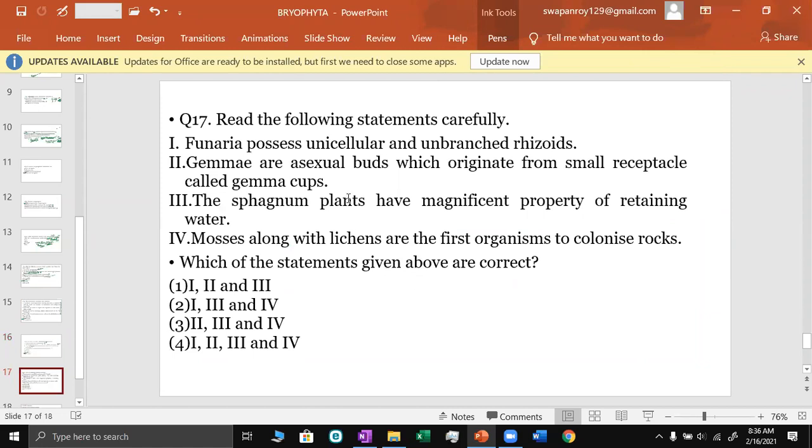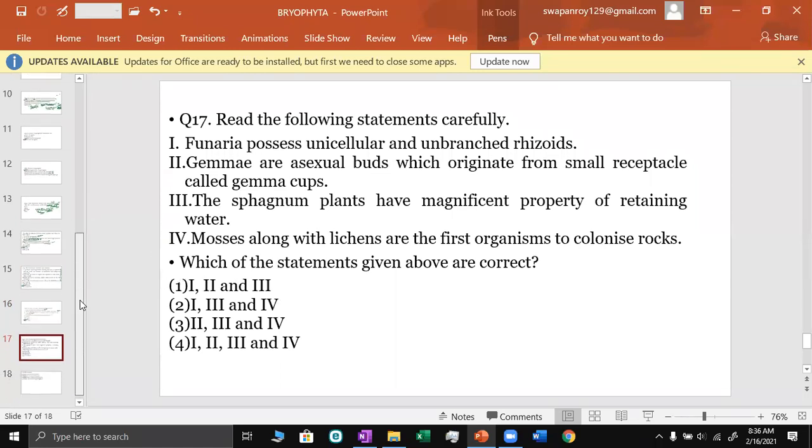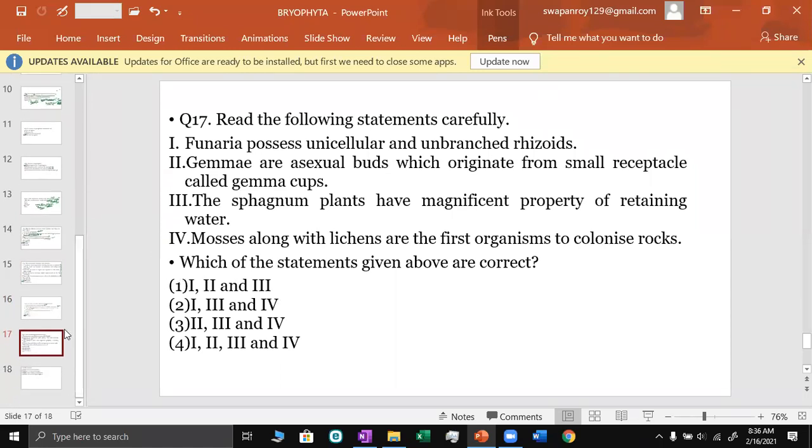Read the following statements carefully. Read it. Which one is correct?